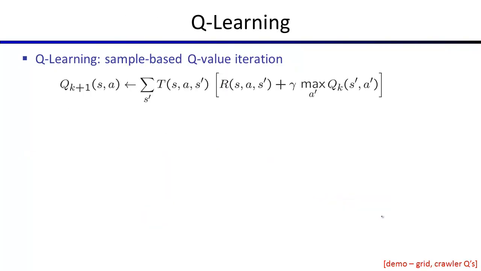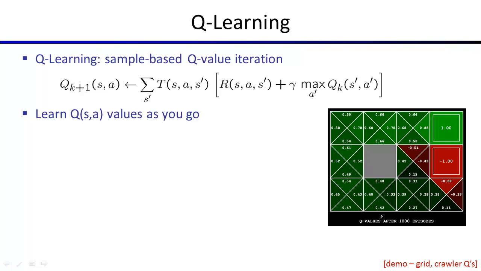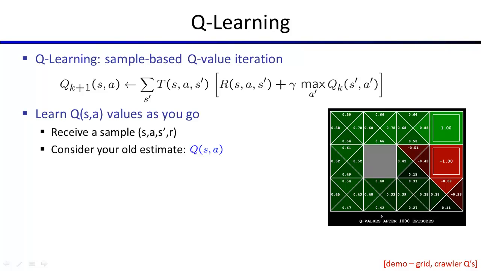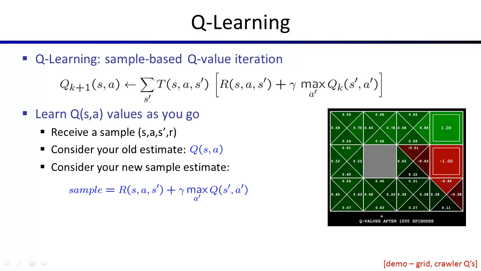All right, so let's take a look at how this works. This is our update equation if we do it exactly. If we do it sample-based, whenever we get an experience, which means S, A, S prime and the corresponding reward, we receive a sample S, A, S prime and a reward R. We consider our old estimate, Q(S, A), and our new estimate based on the sample. Of course, the sample isn't necessarily better because there's a lot of stochasticity. It's just a sample. We don't want to just replace Q(S, A) by the sample. We want to nudge it towards the sample a little bit.